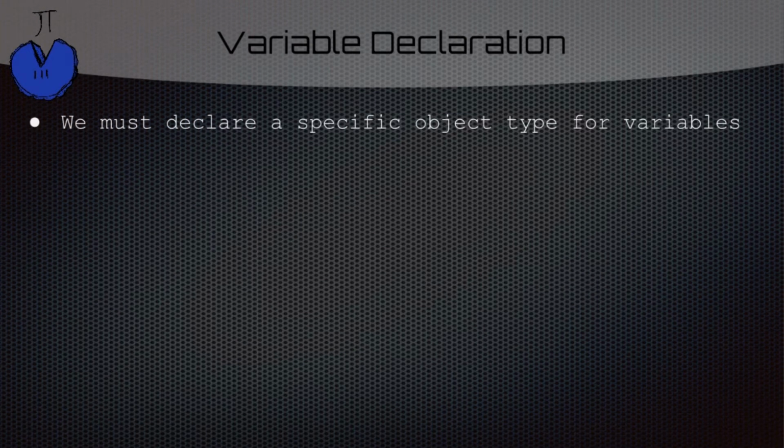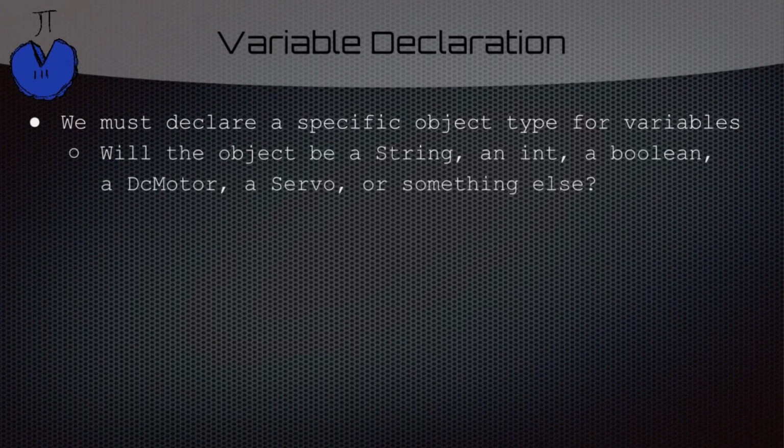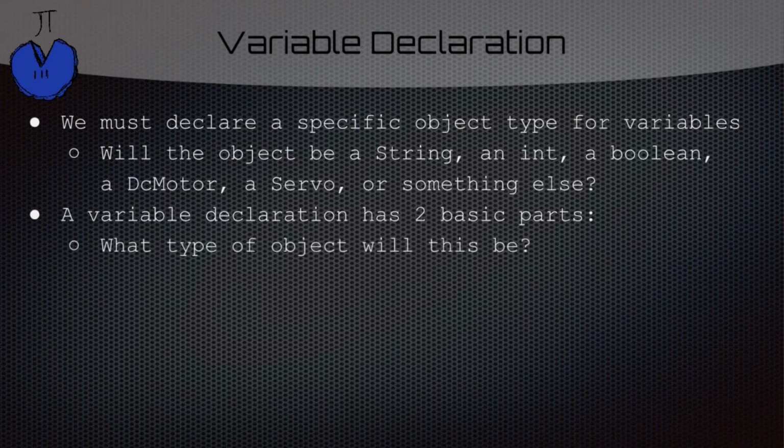So we must declare a specific object type for variables. It could be a string, an integer, a boolean, a DC motor, a servo, or any other object. A variable declaration has two basic parts: what type of object it will be and the name of the object. So first we're going to declare the type of the object. So we'll say it's a string, and then we'll declare the name of the object.